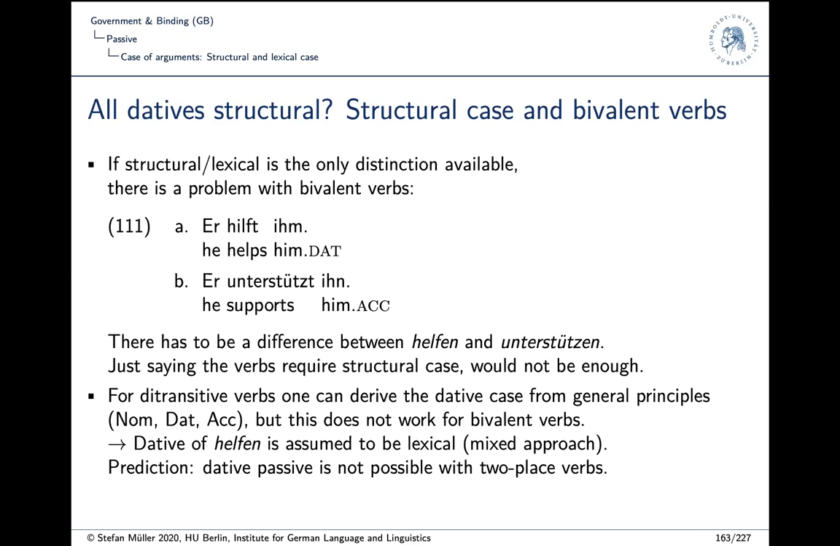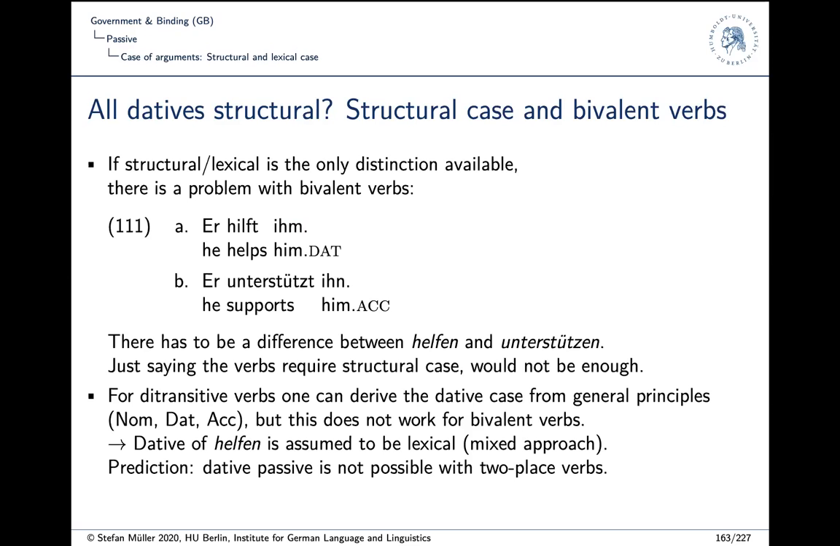So this is something that Dieter Wunderlich suggested, and he would then say, okay, for the two place verbs, you have the most prominent and the least prominent, and that's nominative and accusative. And then if you have these dative cases, you have to mark them as exceptional. So you have to say, this is dative, it's a lexical case.